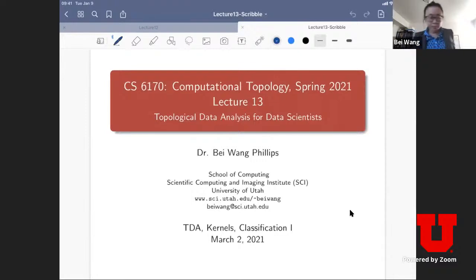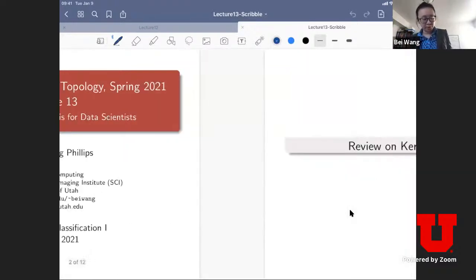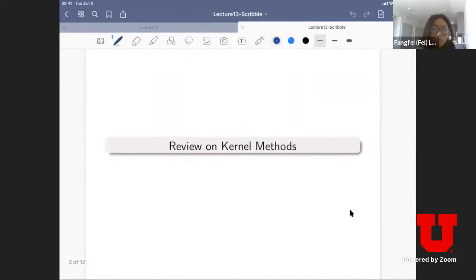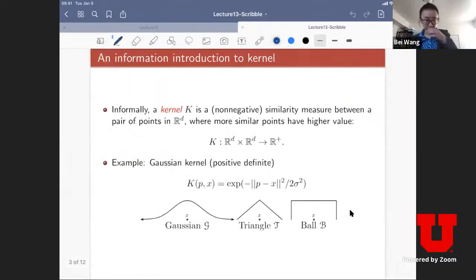All right. Okay, let's resume the lecture today. So we just saw a bunch of kernel perceptron material. Let's look at the kernel method. I'm going a little bit in depth into the kernel method.